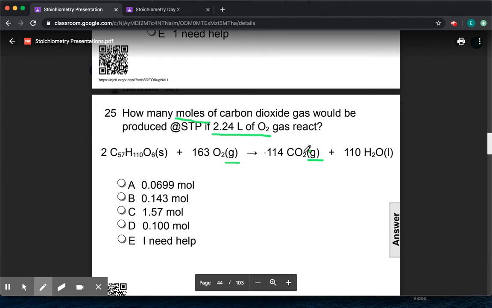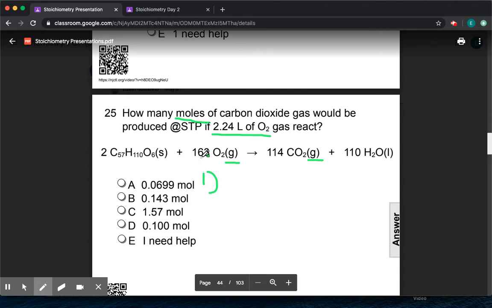Because they're both in gas form, I can convert liters of oxygen to liters of carbon dioxide. If this was solid CO2, I wouldn't be able to do this. I would have to convert to moles in the very beginning. But because they're both in gas form, I can do that at the end instead. So as always, step 1, set up your ratio. I'm going to set up the ratio in volume form, even though it's the exact same thing.